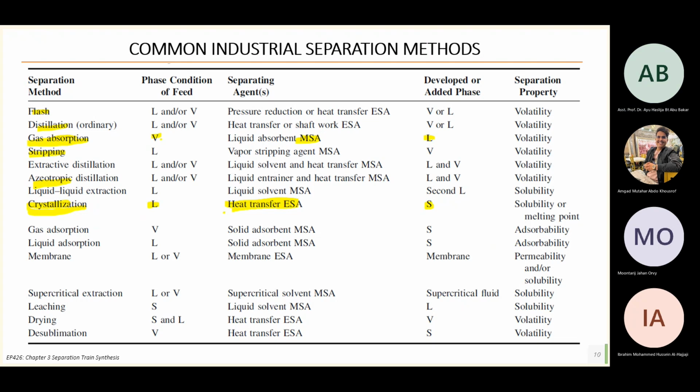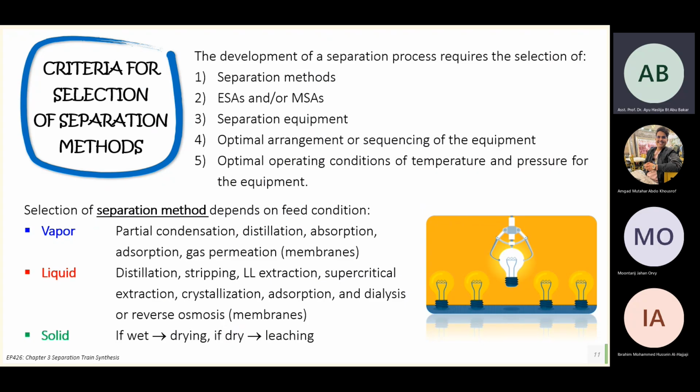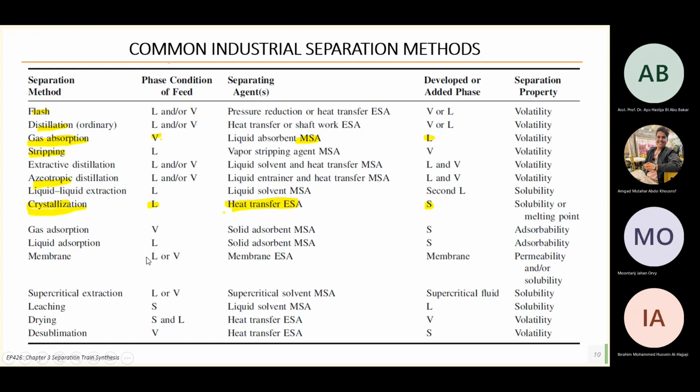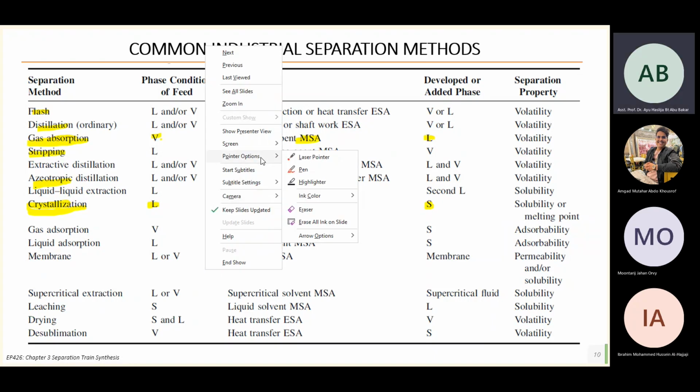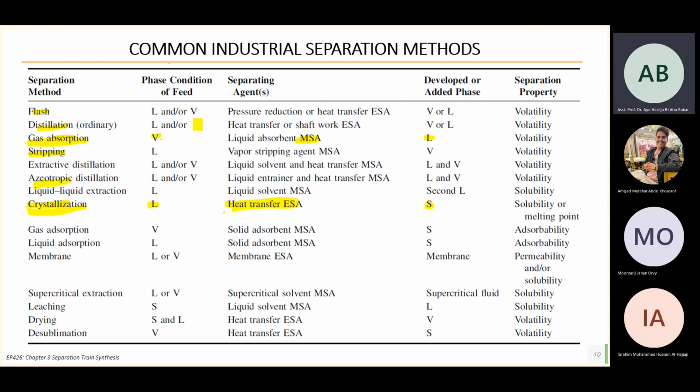Membrane, liquid or vapor. Okay, membrane here we have the phase condition of the feed. It can be liquid or it can be vapor as well. The membrane is ESA. Membrane here, you use different pressure to press the liquid to pass through the membrane, right? So that's why it uses ESA.